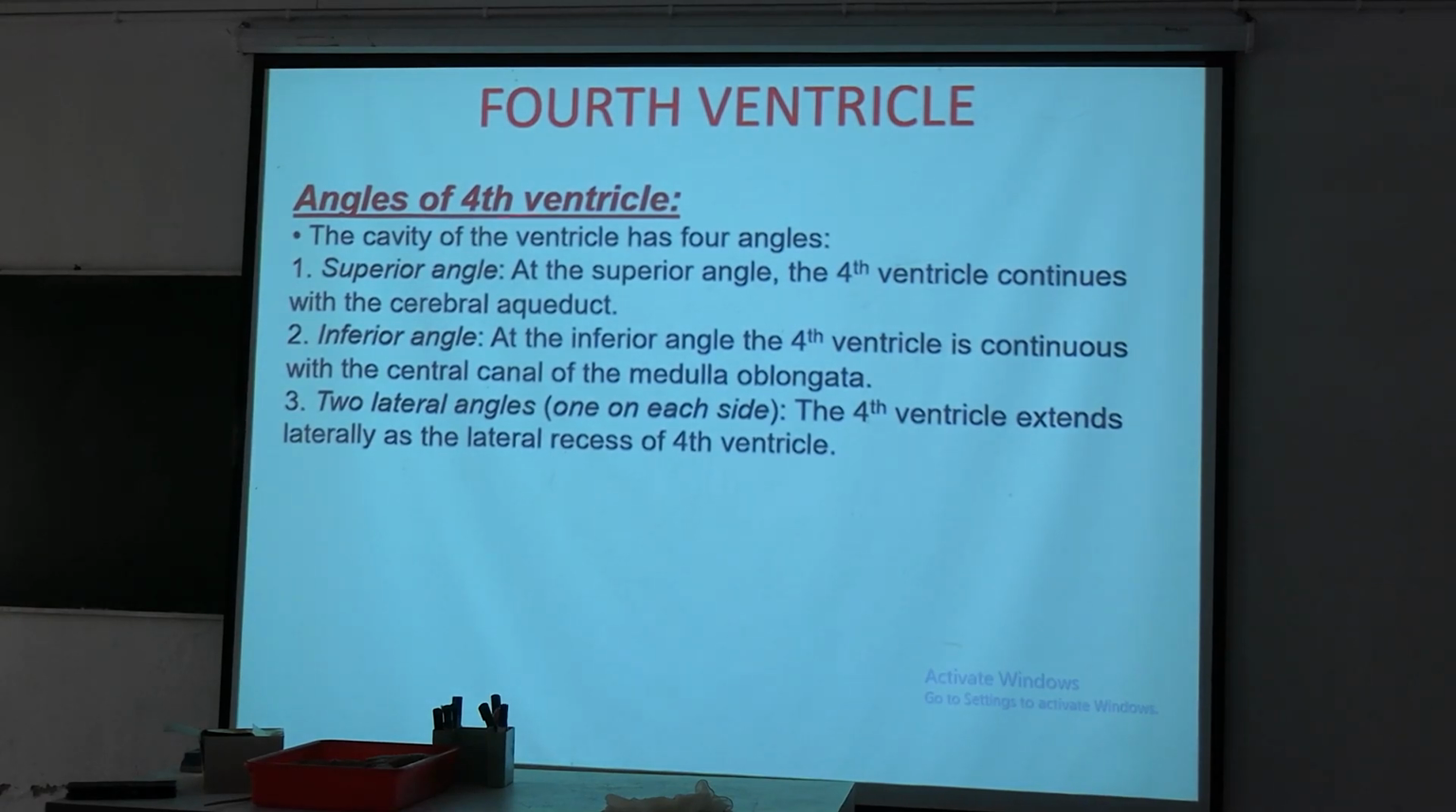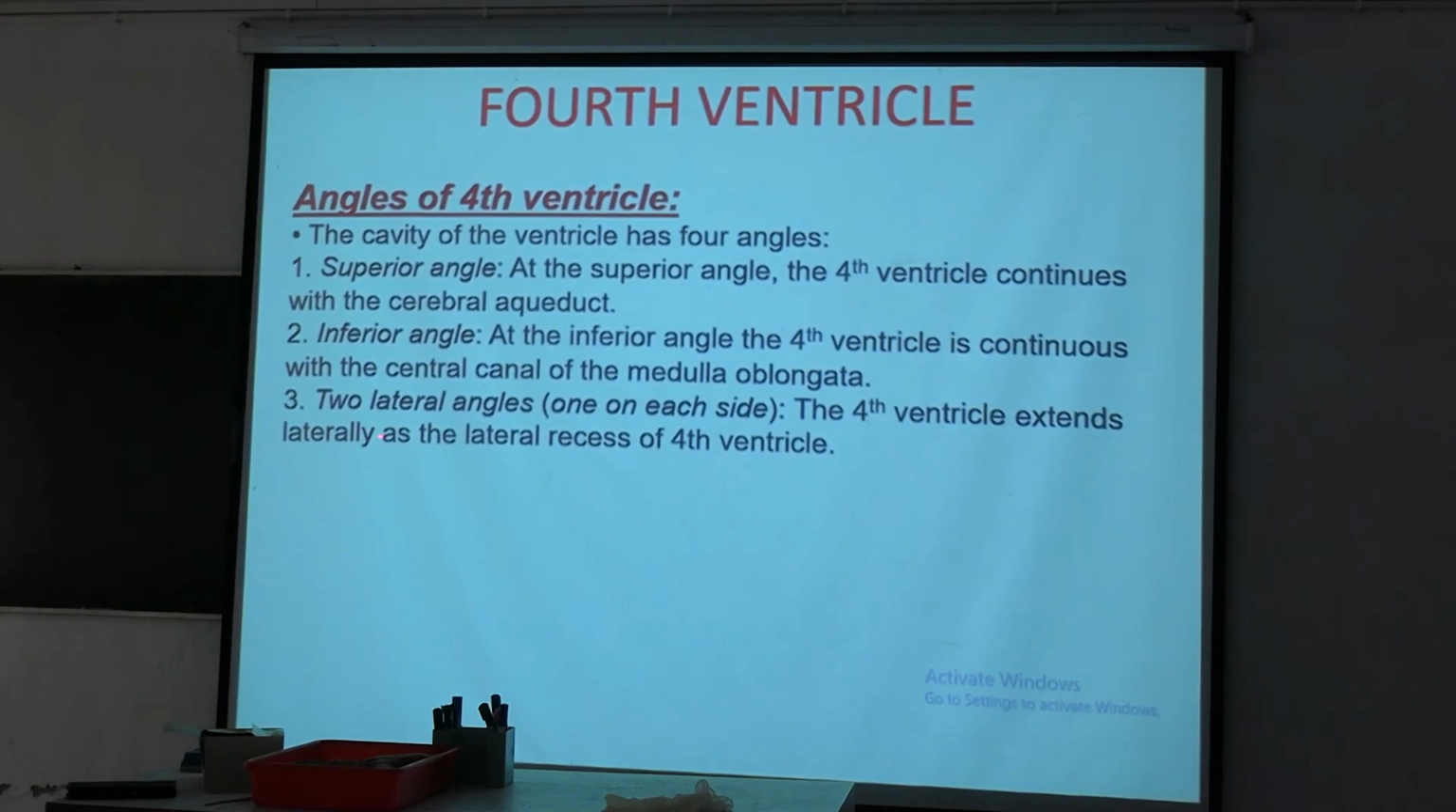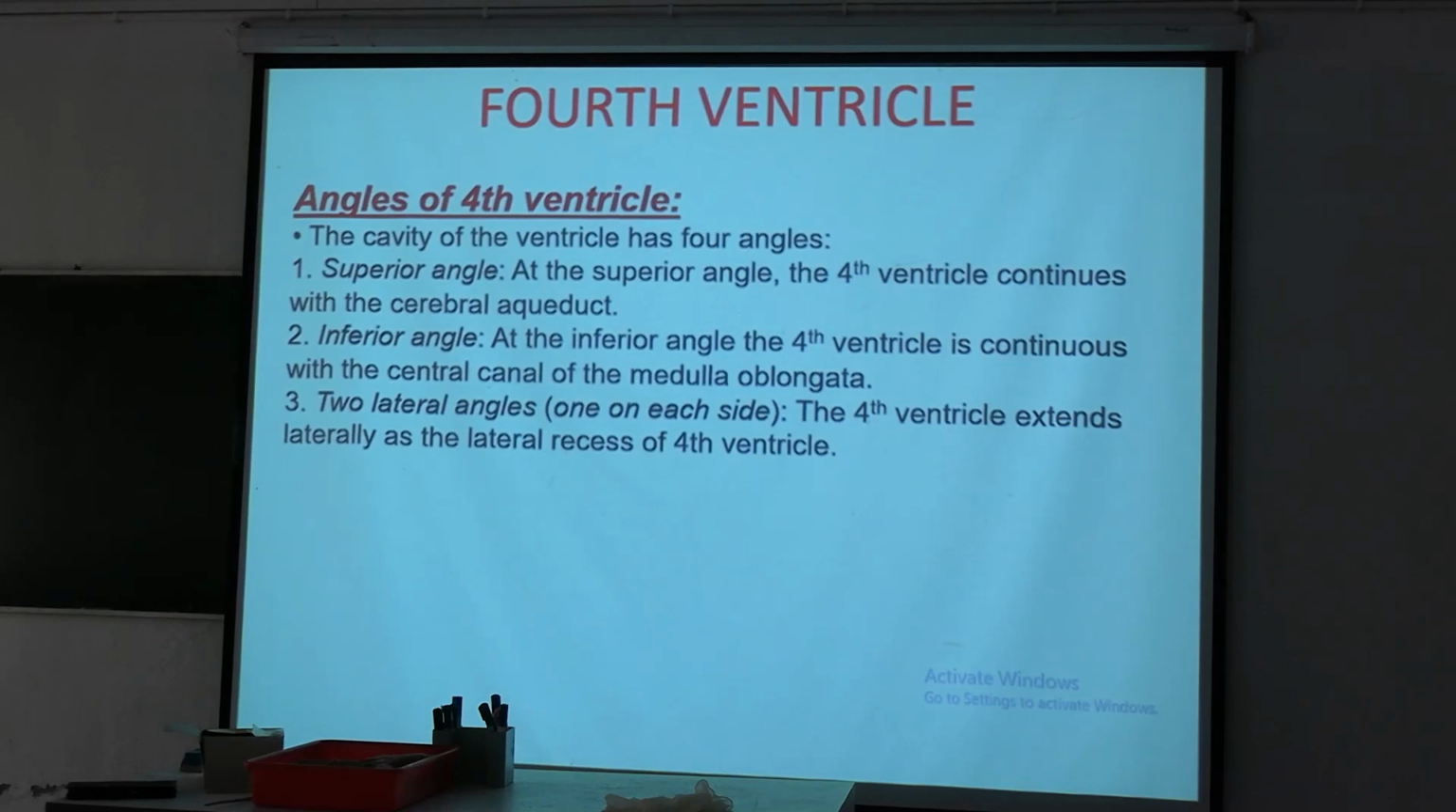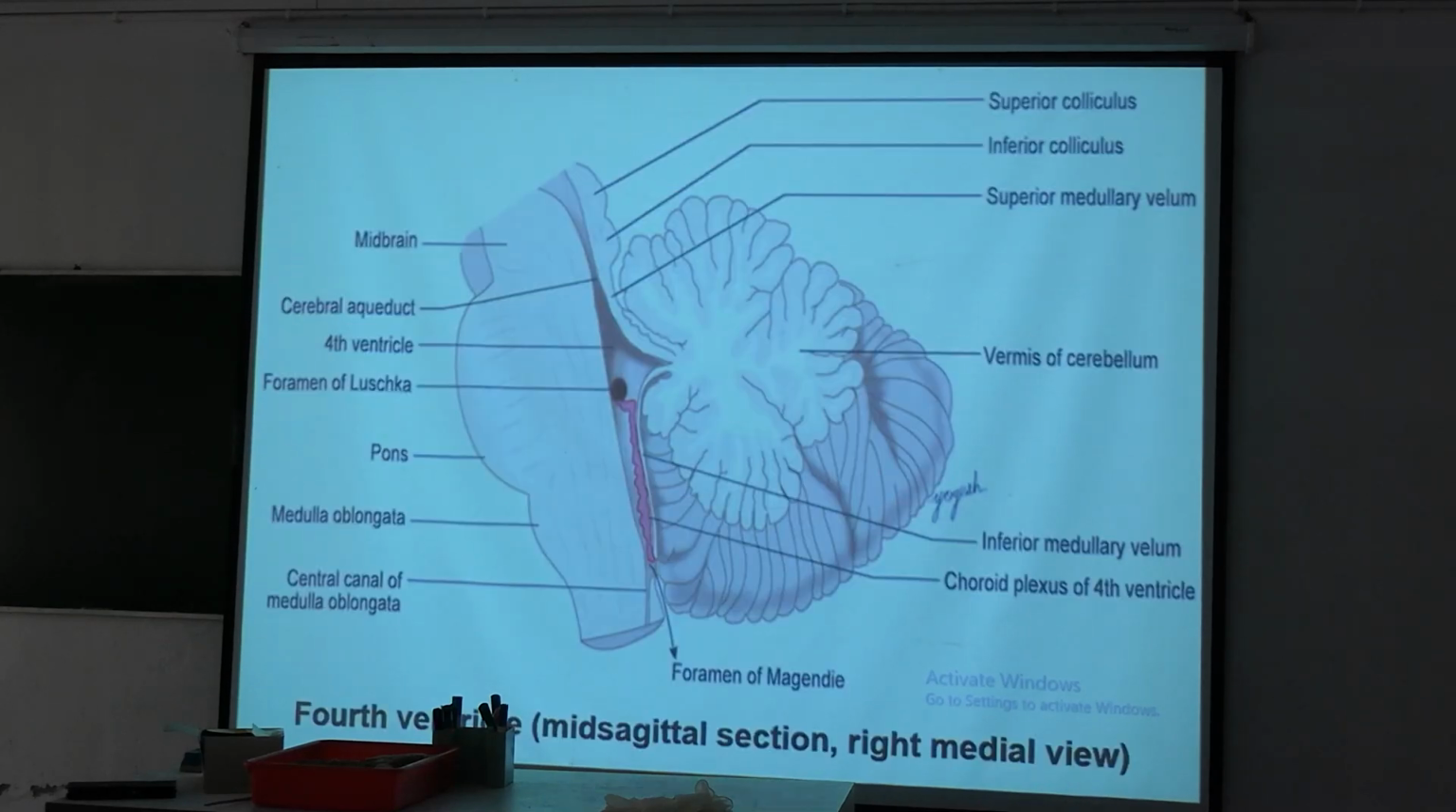Next we go to the angles of the fourth ventricle. Four angles are there. Superior angle, the fourth ventricle continues with the cerebral aqueduct. Inferior angle, the fourth ventricle is continuous with the central canal of medulla. And two lateral angles, one on each side, extend laterally as lateral recess of the fourth ventricle.